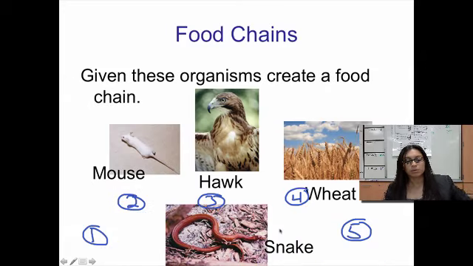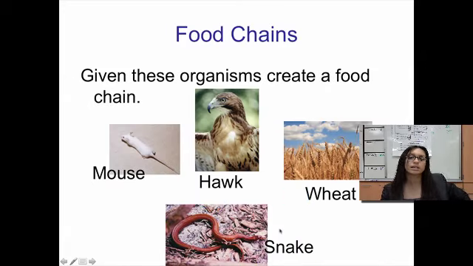All right, so what I would like you to do is go ahead, take a look at these organisms here on the screen, and I want you to take these 4 organisms and create a food chain on your paper. If you have the printout, then there's actually a space right there for you to create your food chain. So go ahead, take a couple minutes right now and write down your food chain. You don't have to draw the picture, you can just write the name of the organism on your paper.